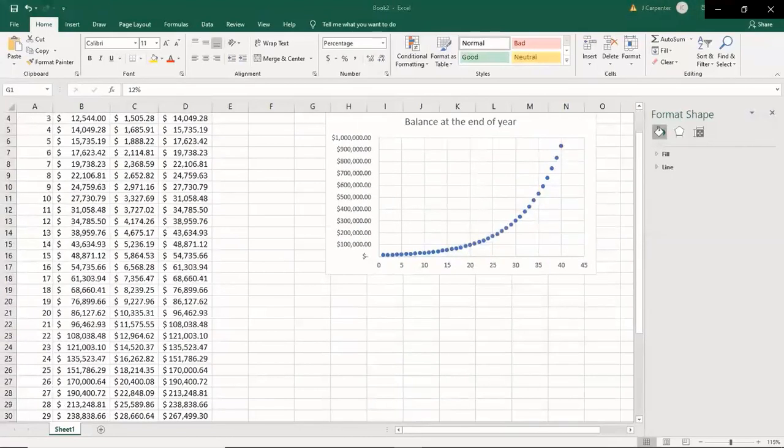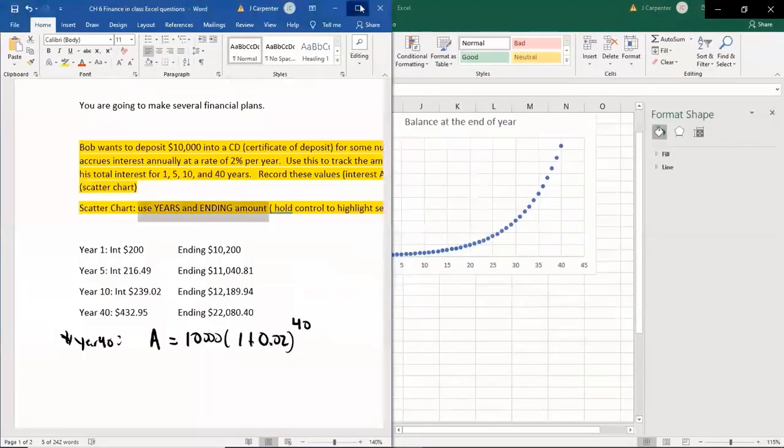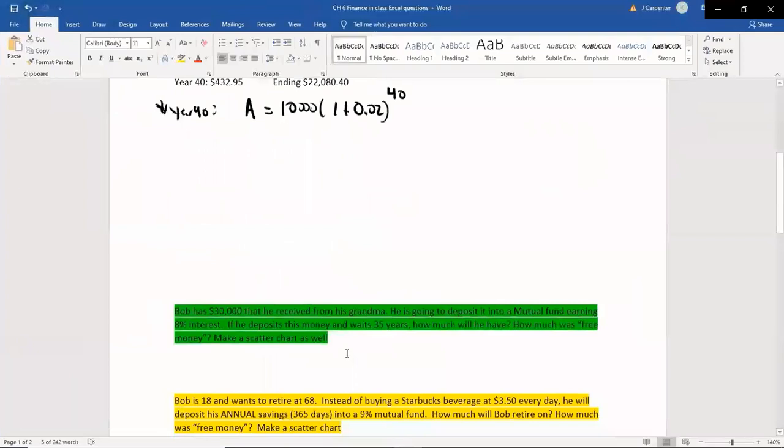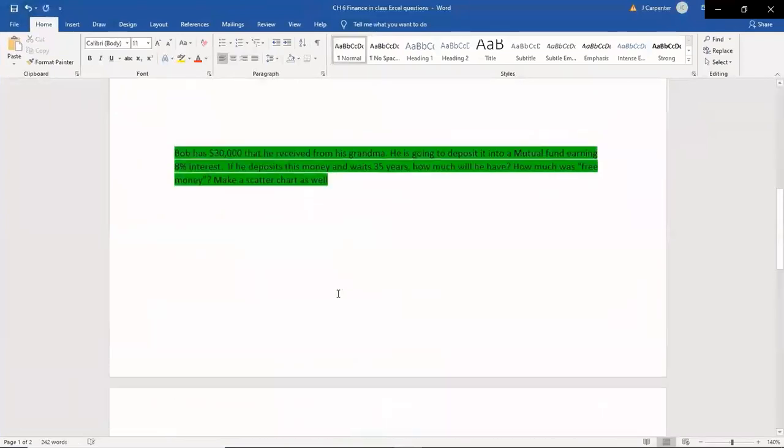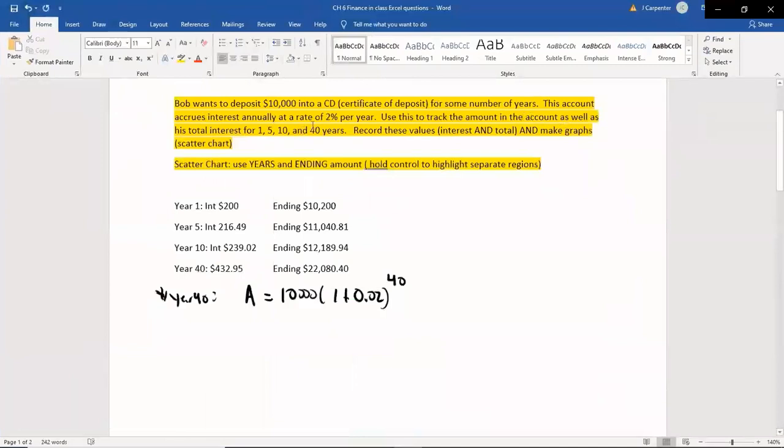All right, back to finance problems. Let's do the second one. So now Bob has, so we saw that the initial problem of 2% interest rate, we gained about $12,000 for free.